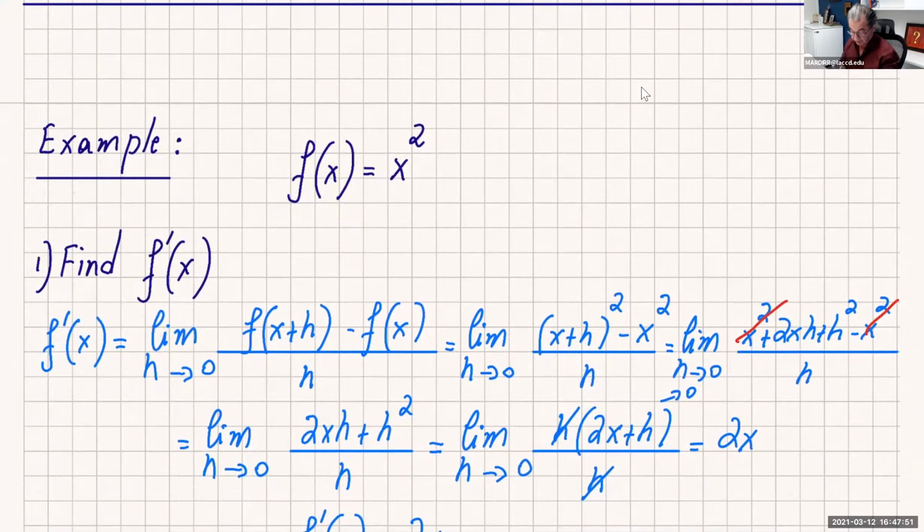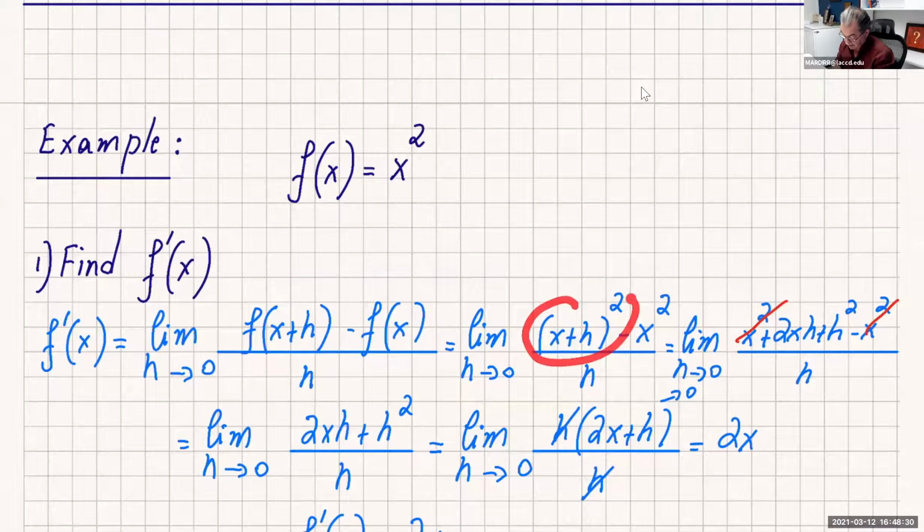Now to see this better, let's go over an example. I picked a very simple function. Let's say f of x equals x squared, and find f prime of x, number one. So f prime of x is the limit as h approaches 0 of f of x plus h minus f of x over h. Let's substitute, and don't forget to put the limit each time. Limit as h approaches 0, our function is x squared, so you write x plus h squared, which is that part, minus x squared, which is the function itself.